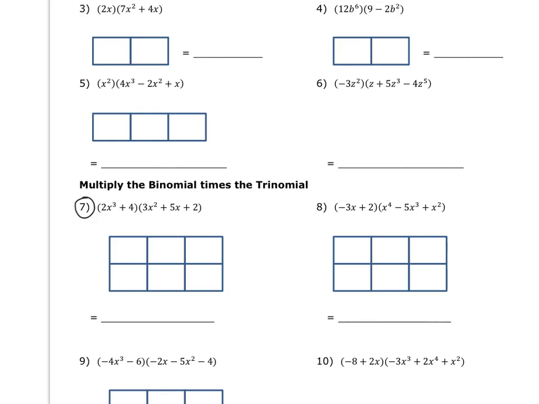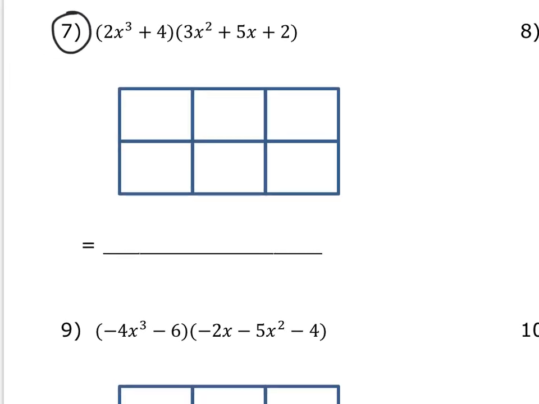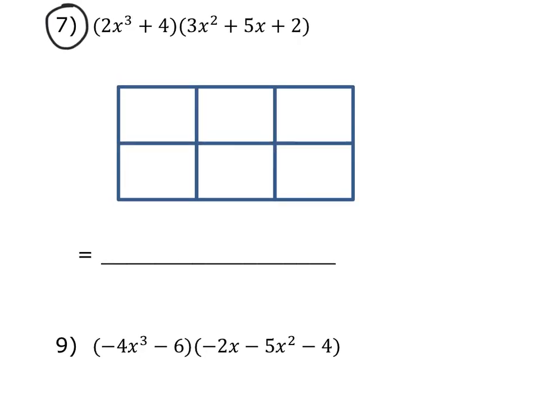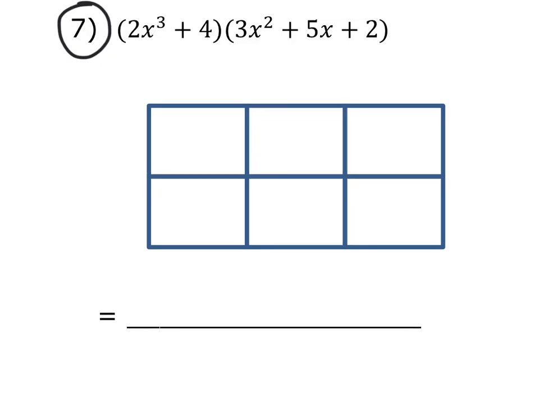We're going to do binomials times trinomials and trinomials times trinomials. So the area model will look bigger, the FOIL will be bigger, and we'll have to combine like terms and stuff like that. So let's do one of each of those examples. Let's start with number 7, binomial times a trinomial.